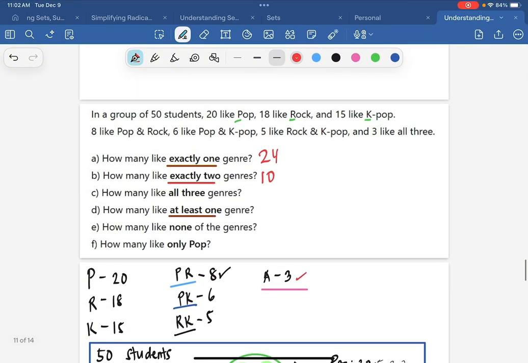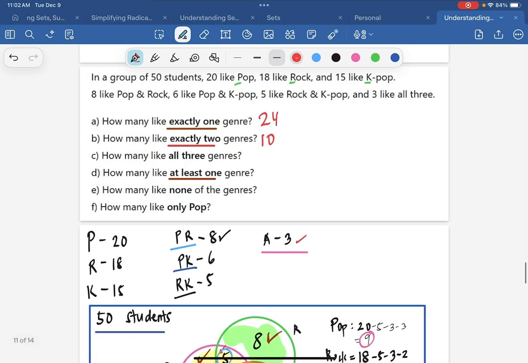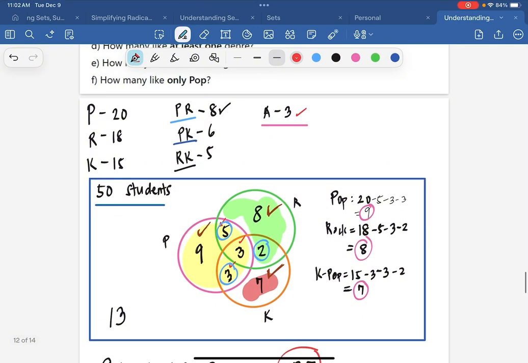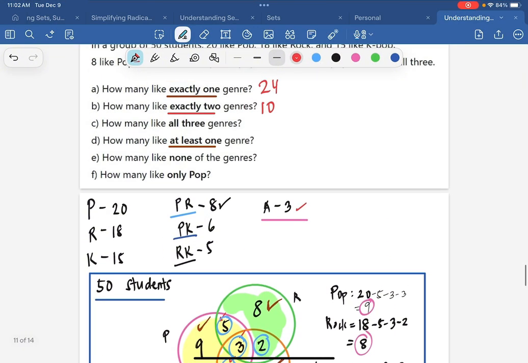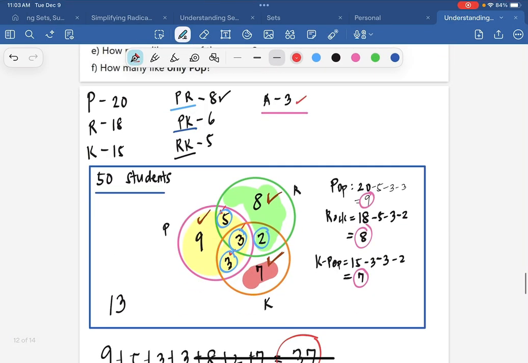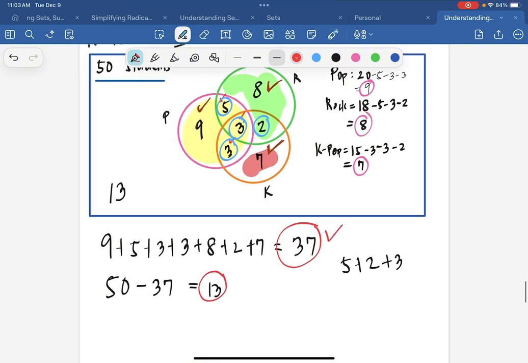Now, it says here how many like all 3 genres. So based on the given, it's just easy. The answer is 3. Okay, all 3. Now, how many like at least 1? So remember, when we talk about at least 1, this is about the union of sets. So when we add all of the numbers here, the 9, 5, 3, 3, 2, 8, and 7, the answer is 37.